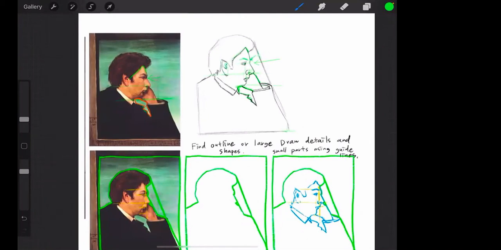So are you guys good with this drawing? Good, okay. So try to utilize all the methods we went over.